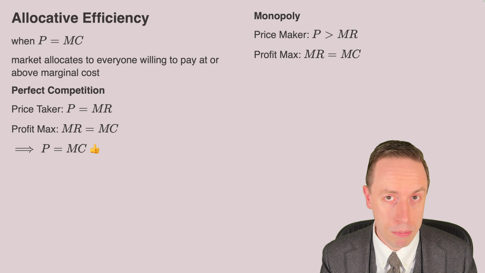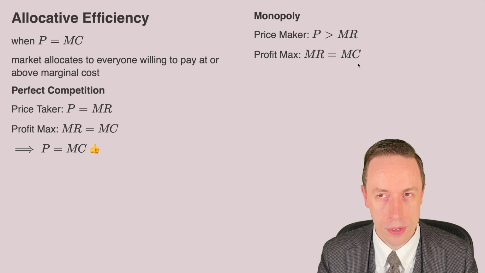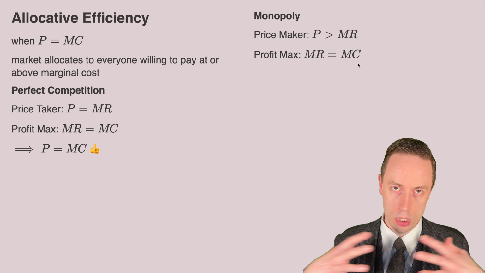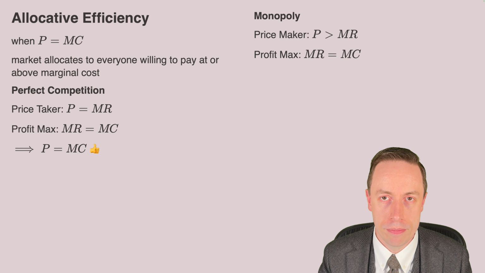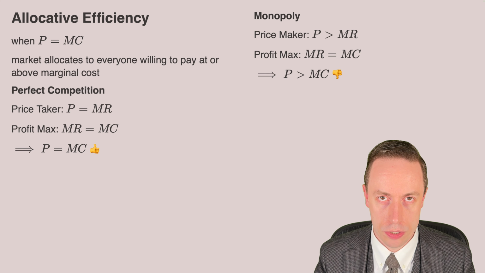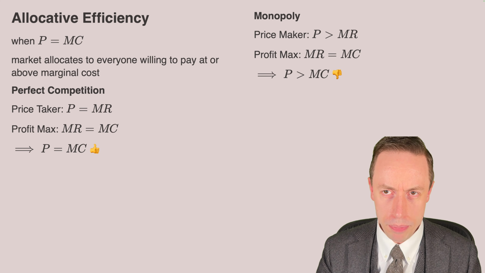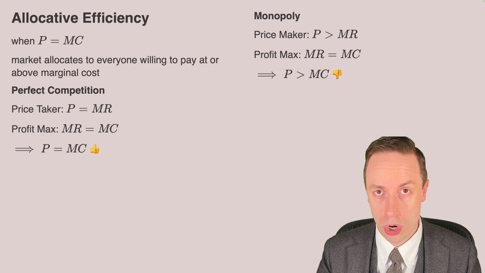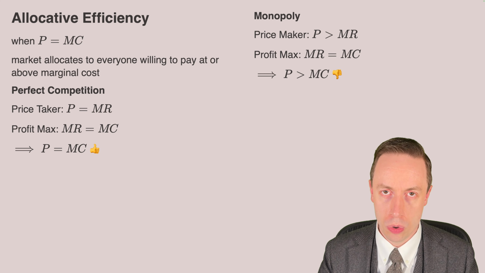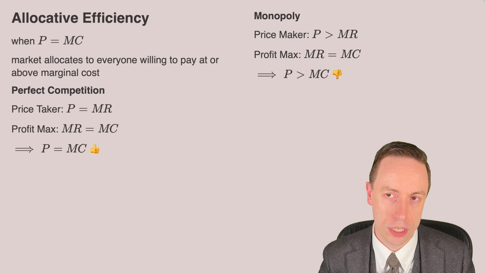Now it's still following the same profit maximization rule: marginal revenue equals marginal cost. But once again, we put those two conditions together and we are left with the implication that for monopoly, price is greater than marginal cost. So if price is greater than marginal cost, if it doesn't fall to marginal cost, that means there are some people who value the product more than it would cost to produce another one, but they don't get the product. That's a fail when it comes to allocative efficiency.